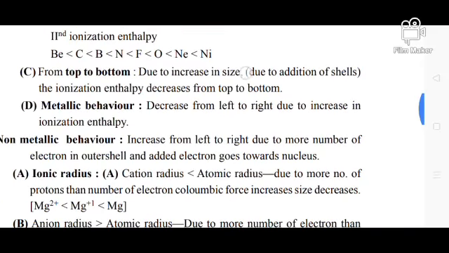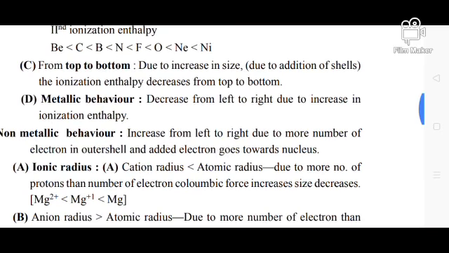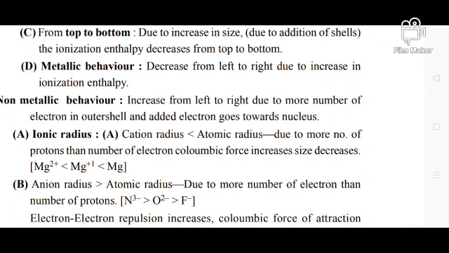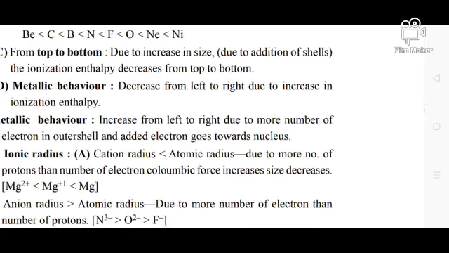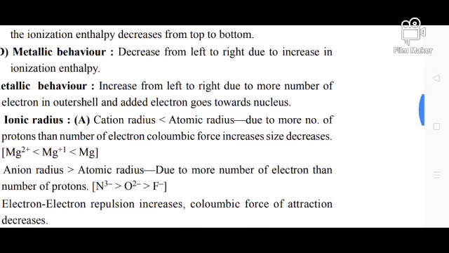From top to bottom, due to the addition of shells, the ionization energy or enthalpy decreases. Why is it decreasing? Because of the shielding effect of the shells. The shielding effect shields the nuclear charge and it cannot affect that electron, so we can remove the electron very easily, using a very small amount of energy. So here the ionization energy is very low.